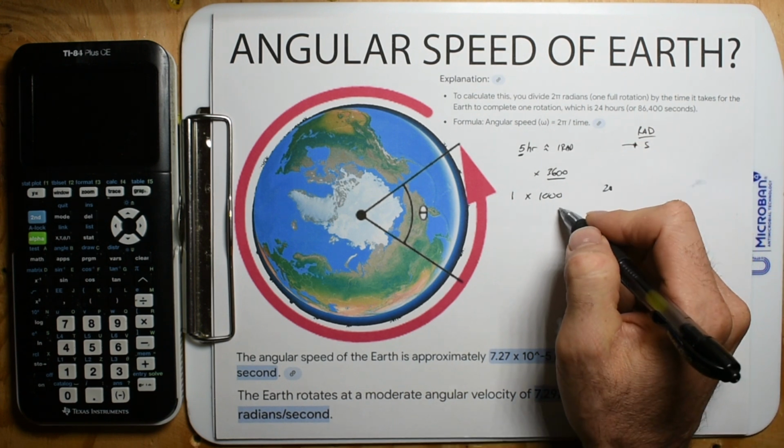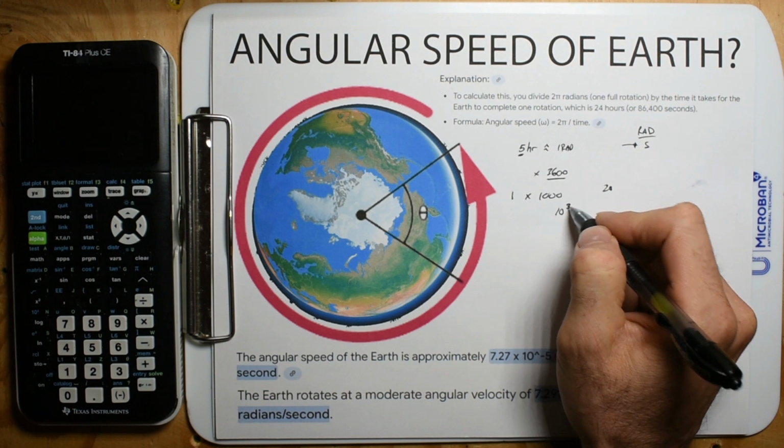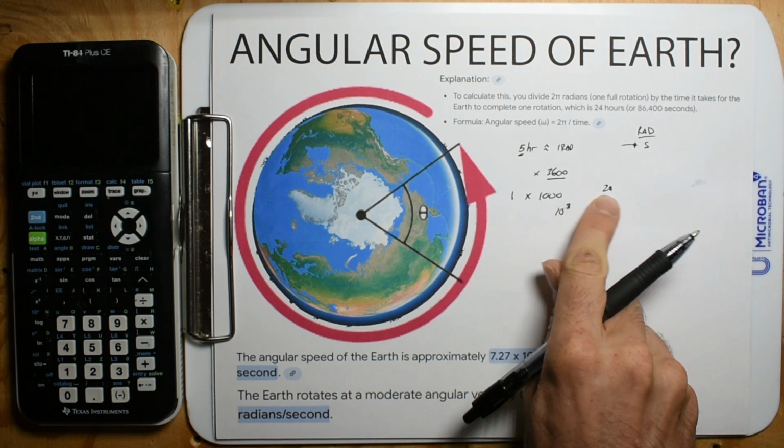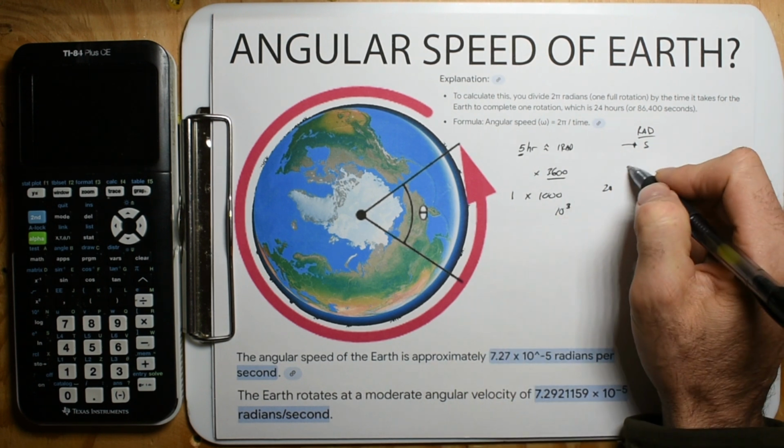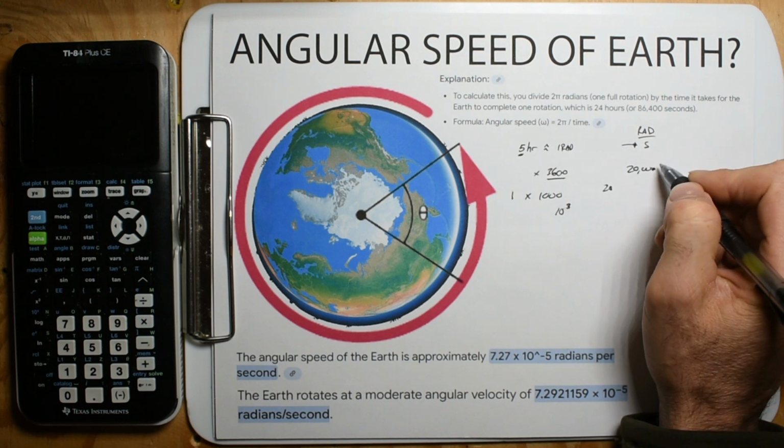That's, or for scientific notation, that's 10 to the 3. But I got 1,000 multiplied by 20, that's going to be 20,000. Okay, hell yeah. So you got 20,000.